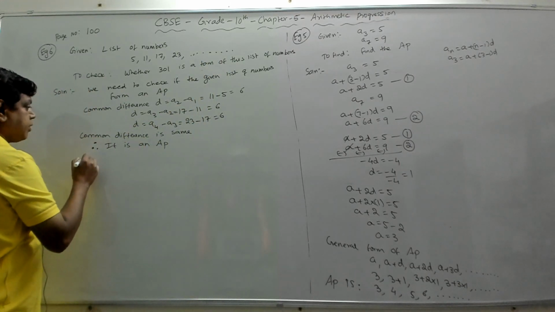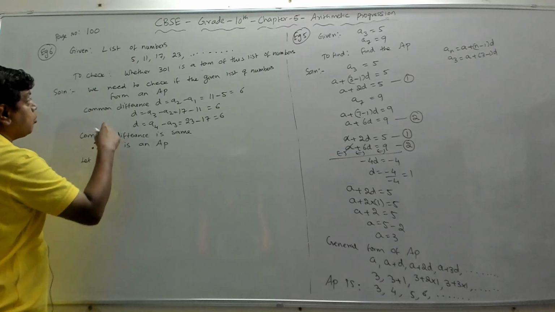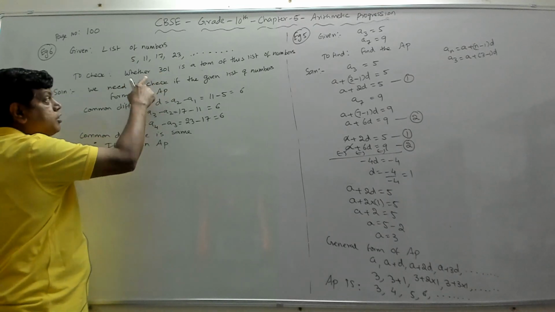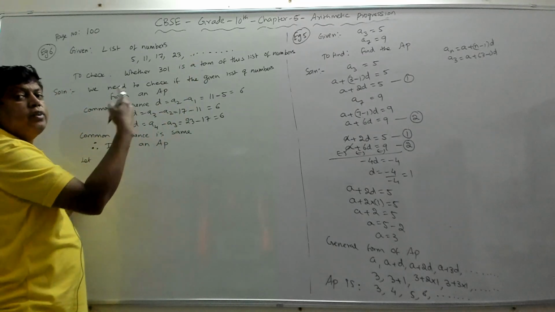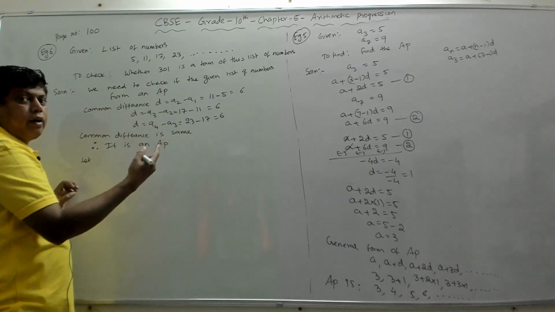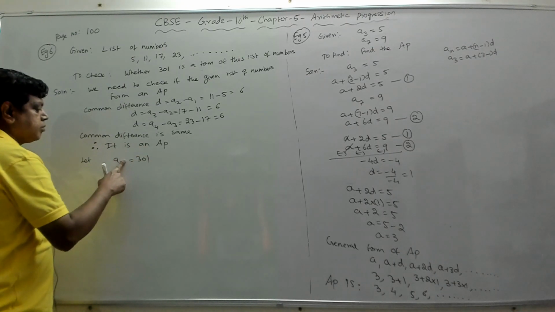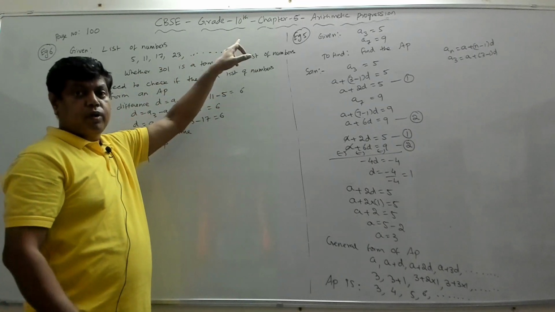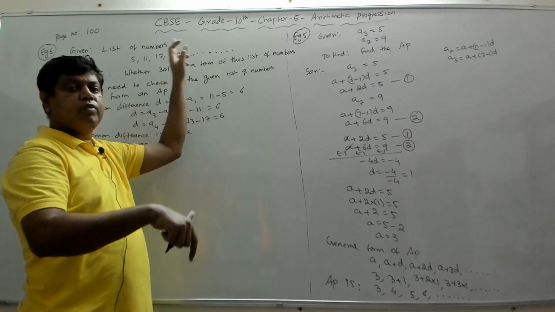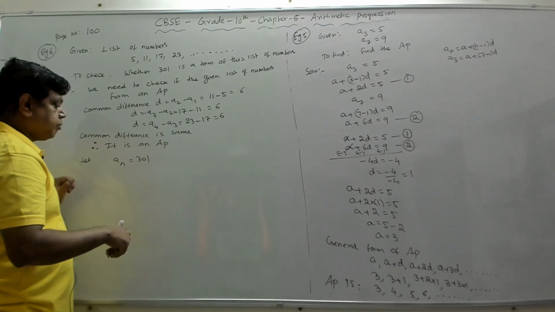So we will say let an equal to 301. Whenever we don't know which term it is, whether 301 is a term, we'll assume that 301 is the nth term of the AP and we should find n. So let an equal 301. Suppose 301 is coming here and that is the nth term of the AP. Suppose if it is, then what is that n? We should find that n.